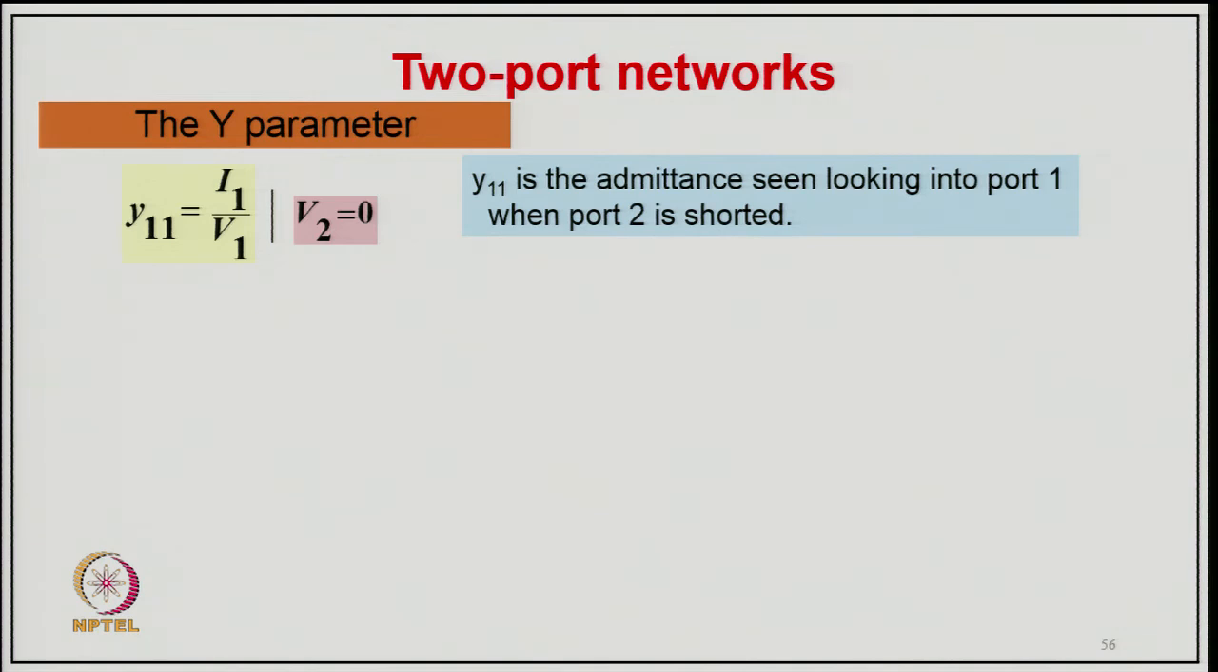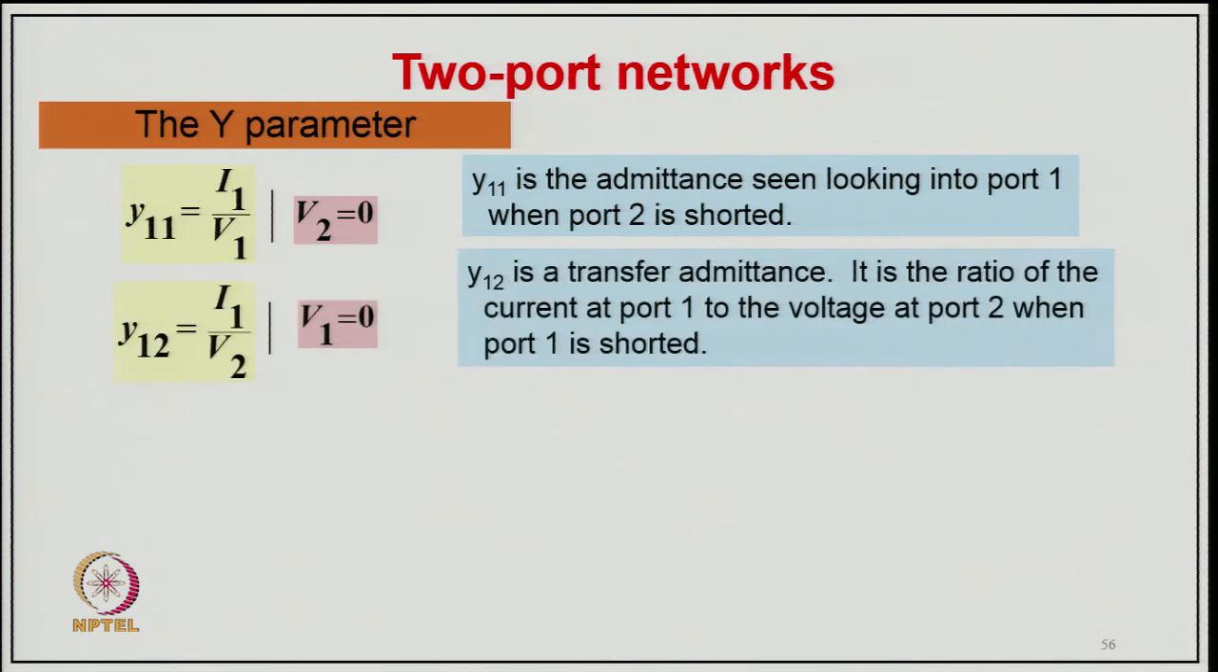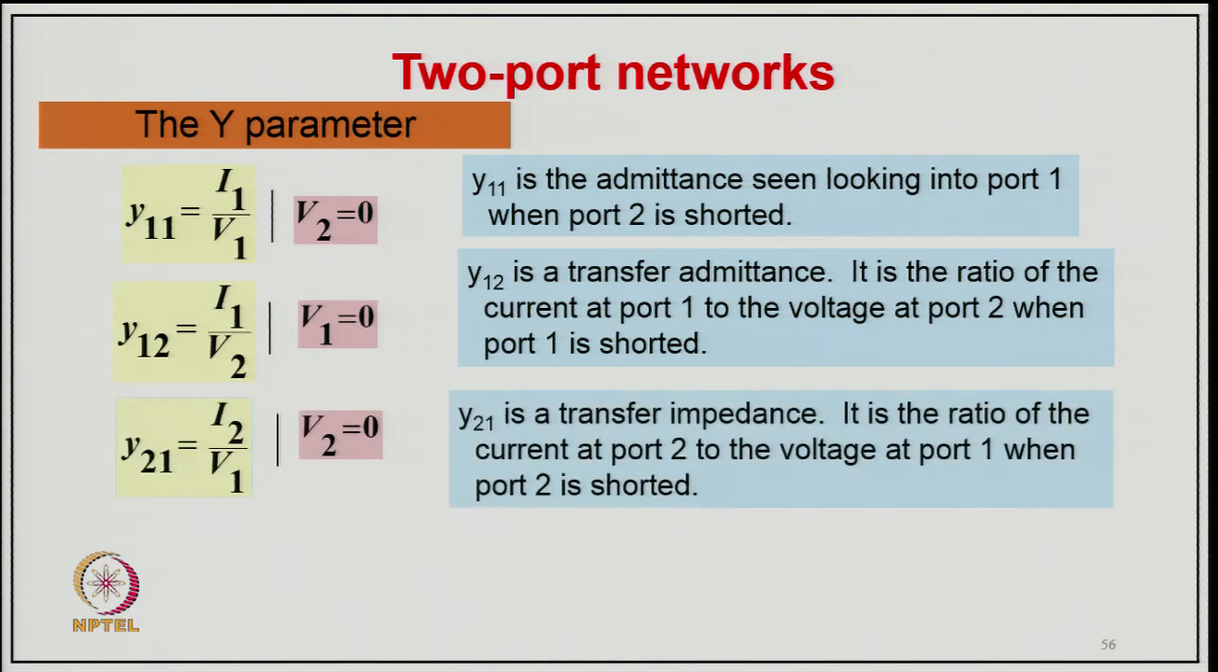So, Y11 is the admittance looking into port 1 when port 2 is shorted or short circuited, and Y12 equals I1 upon V2 when V1 equals 0. So, Y12 is the transfer admittance, the ratio of current at port 1 to the voltage at port 2 when port 1 is shorted, and Y21 equals I2 upon V1 when V2 equals 0.